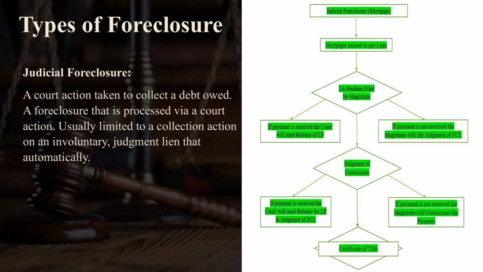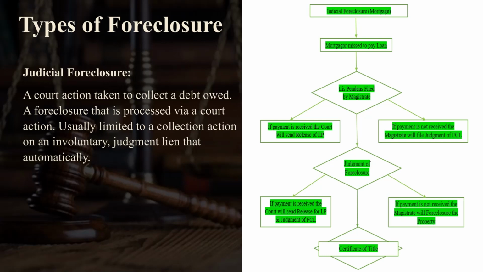Let us know about why it is happening and where it is happening. Basically this method happens in a mortgage document for unpaid debt. Judicial foreclosure means a court action taken to collect a debt owed, a foreclosure that is processed via a court action. Usually limited to a collection action on an involuntary judgment lien that automatically attaches.